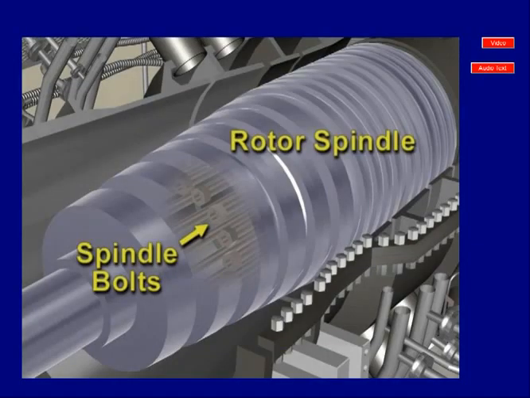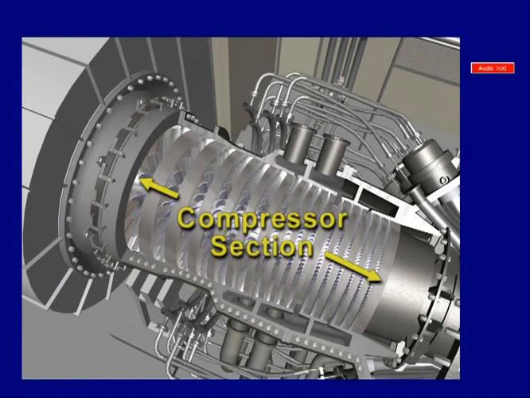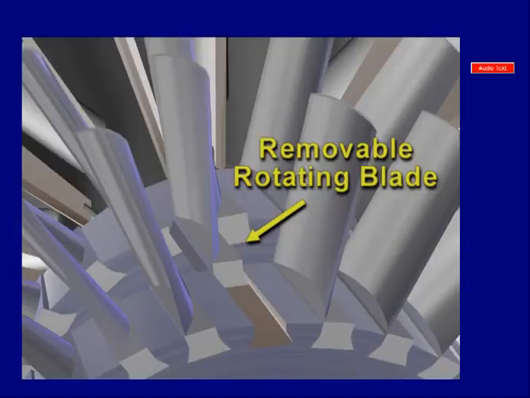The rotor is made up of a bladed compressor spindle and a bladed turbine spindle that is bolted together to make a single shaft. To view an animation of the compressor, click on the button provided. The compressor consists of 16 rows of individually removable rotating blades. Dovetail blade roots attach the blades to the rotor shaft.